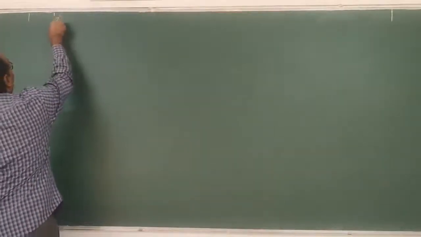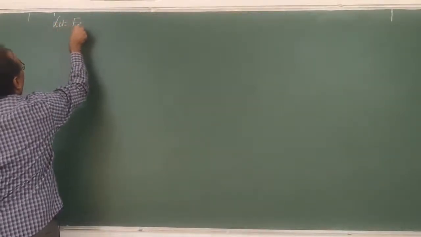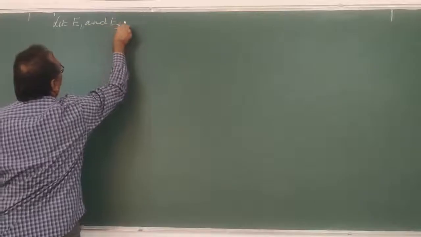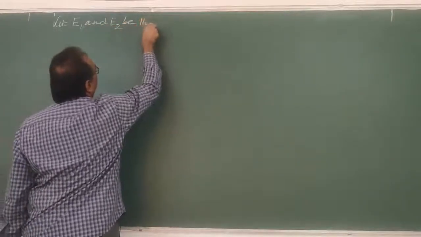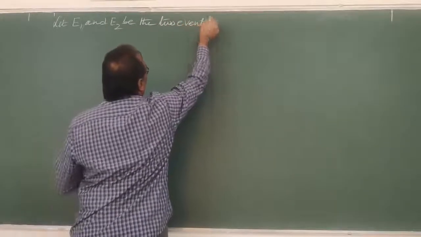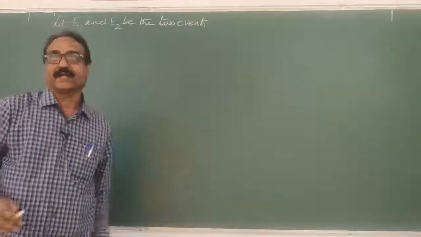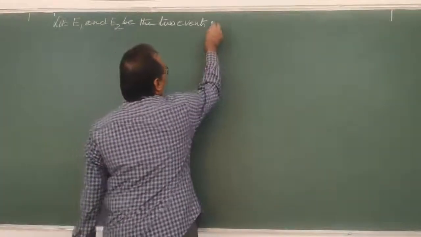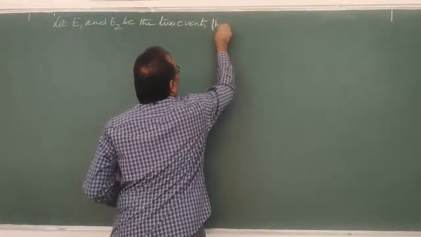Now let E1 and E2 be the respective events that a person has. Nothing else is there, only what is given in the statement I am writing. Let E1 and E2 be the two respective events that a person has.